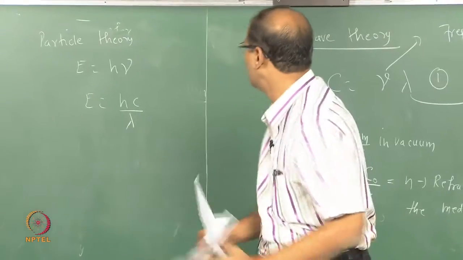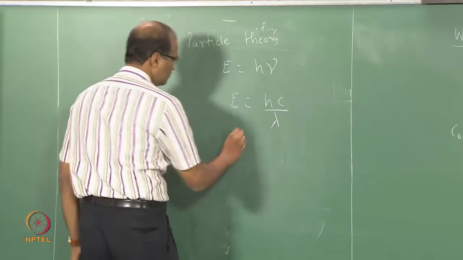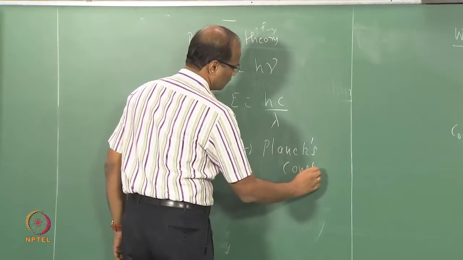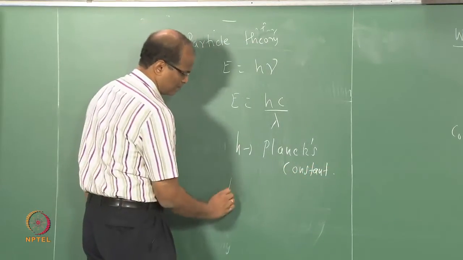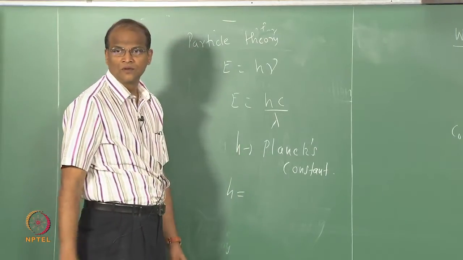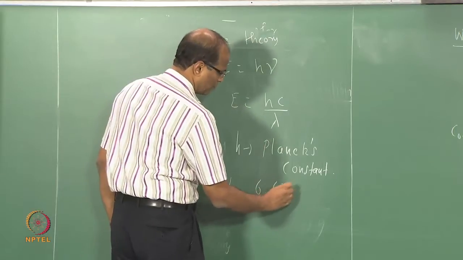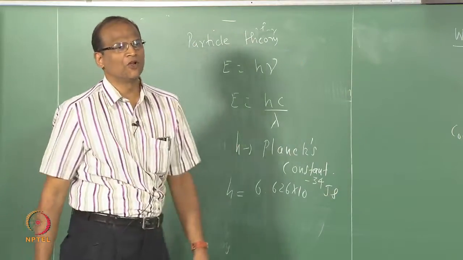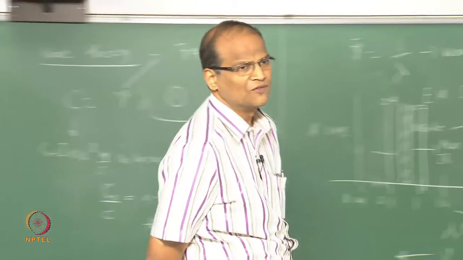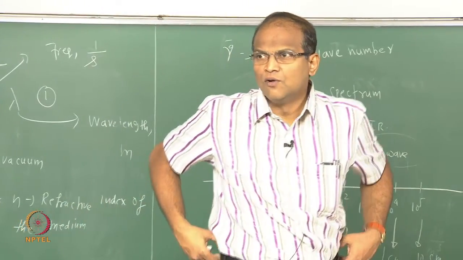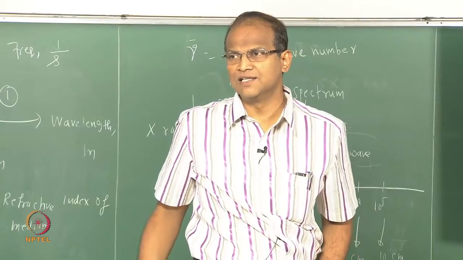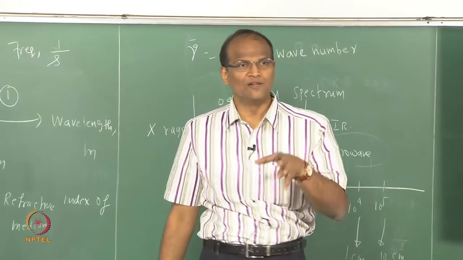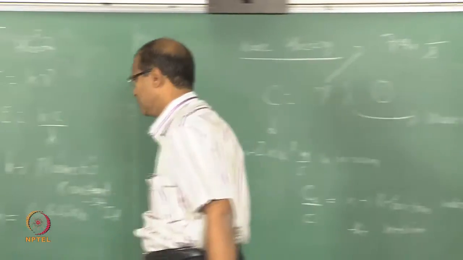All right. Now, what is H? H is the Planck's constant. H equal to 6.26 times 10 to the power of minus 34 joule second. It is a fundamental constant of nature, okay. The whole contribution of quantum mechanics is that H is finite, H is not 0, H does not tend to 0. That is where the Nobel Prize comes. We will talk about it a little later, okay.